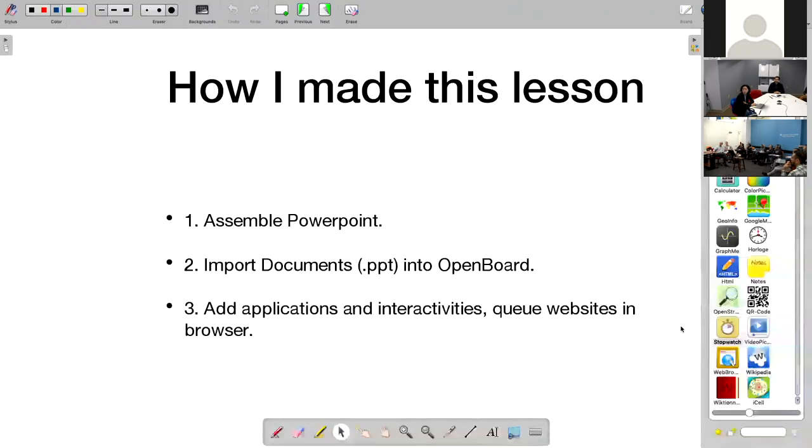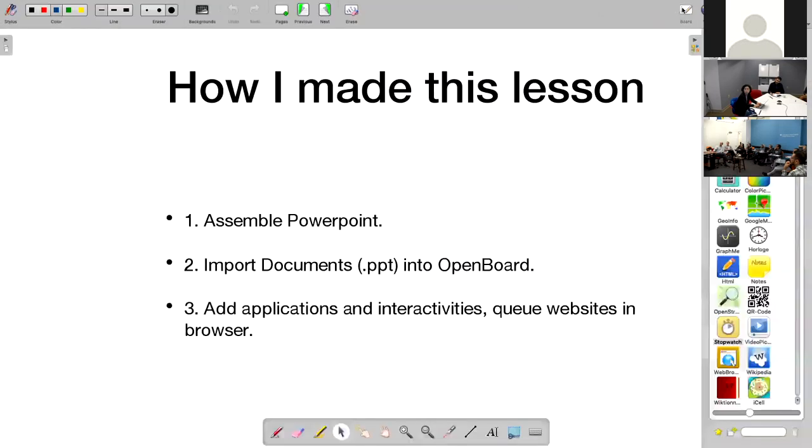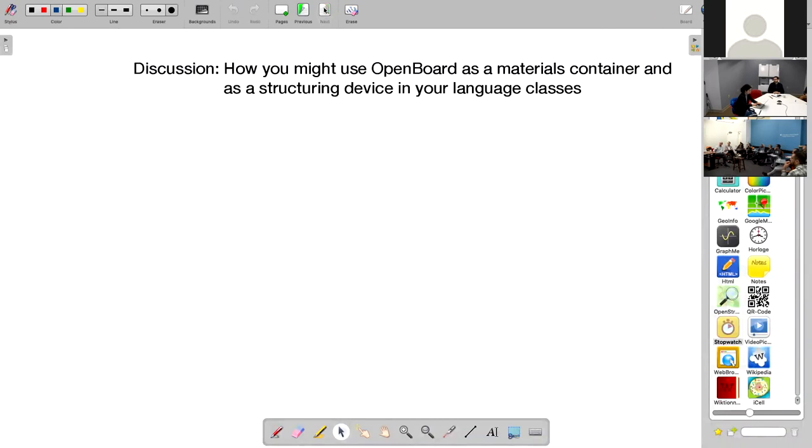And then finally, what I did to make the lesson is I went through, after I uploaded the PowerPoint as a series of PDFs, and added the applications and interactivities and queued the websites in the browser. I went to the web browser and typed in youtube.com. I went to my library and added the countdown timer and the memory game so that those were ready for the students when we got through them.